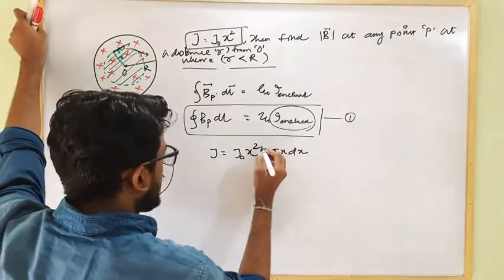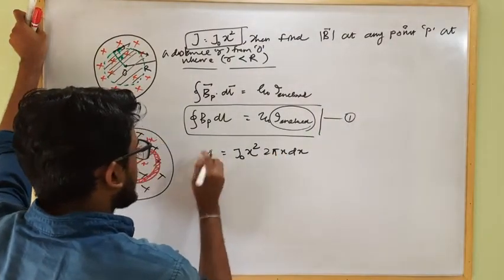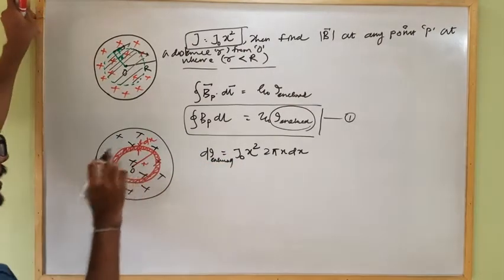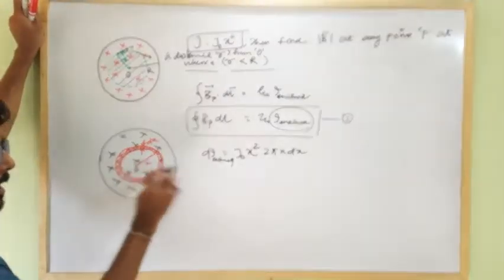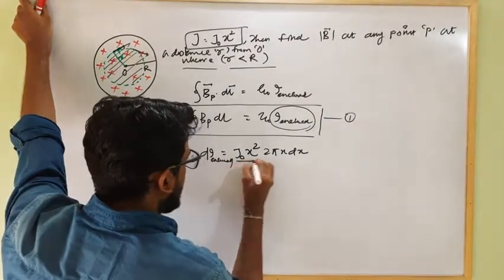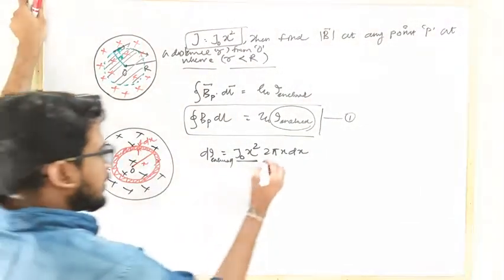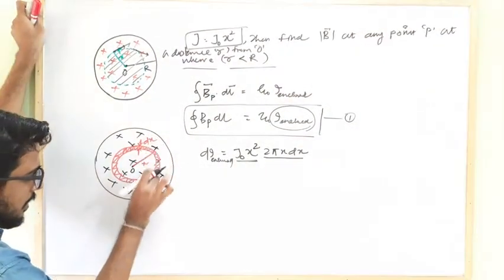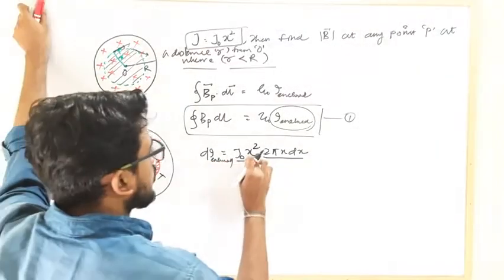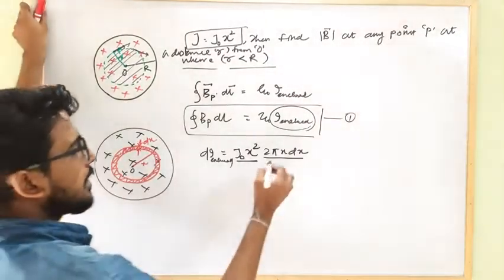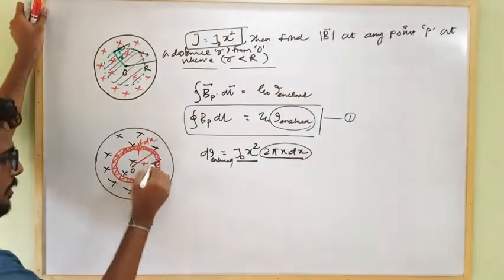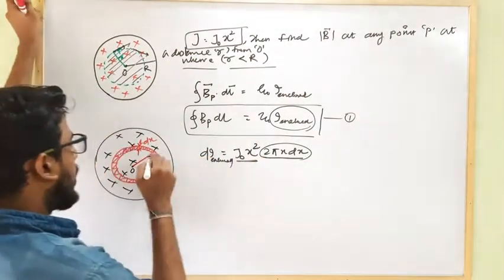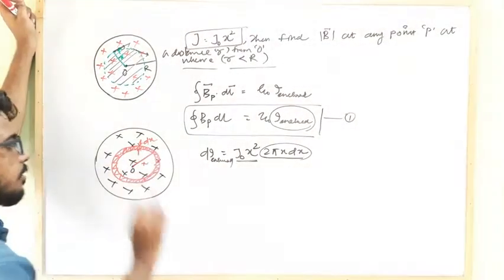Clear? This is equal to how much? dI enclosed. This is the current enclosed within this circular strip, as this is the expression for current density at this strip, and this is the area of the strip. So the current enclosed by this dx thick circular strip will be dI enclosed equal to J naught x square times 2 pi x dx. 2 pi x dx is the area of this dx thick circular strip of radius x, and J naught x square is the value of current density at a distance x from the center.